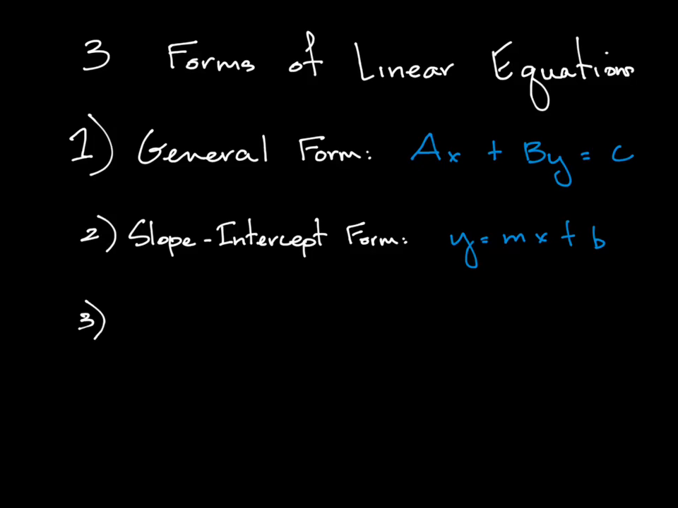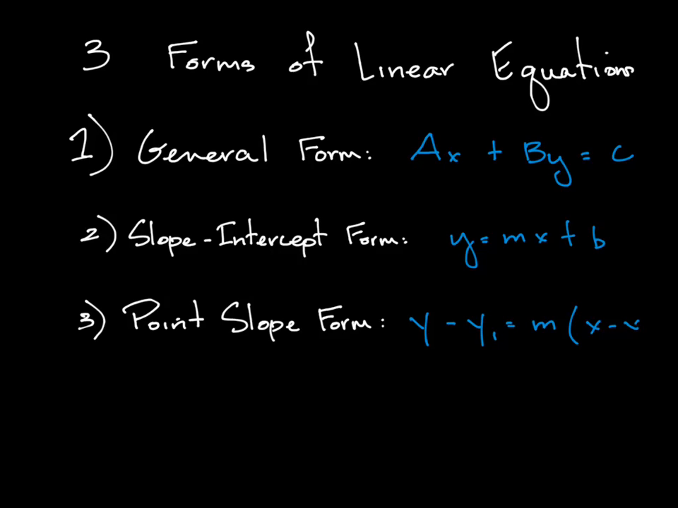And the third form, which we typically use more often in classes like calculus, will be point-slope form. And this one is y minus y1 equals m times x minus x1. So a little derivation of where that comes from. If we start with the formula for slope, we get m equals y minus y1 over x minus x1. And if we were to multiply both sides by the denominator, x minus x1, we end up with y minus y1 equals m times x minus x1. So the point-slope form is just the formula for slope in a slightly different form.